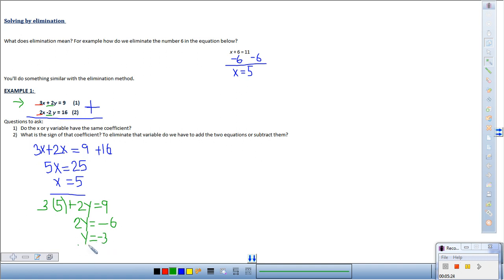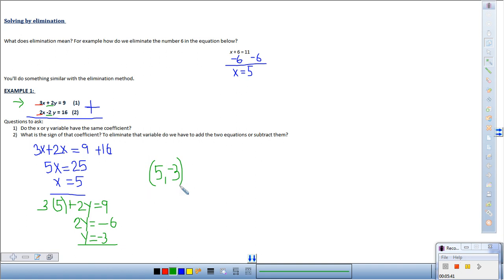Now you have found that point of intersection for the two equations, for the two lines, which has the coordinates 5 and negative 3.